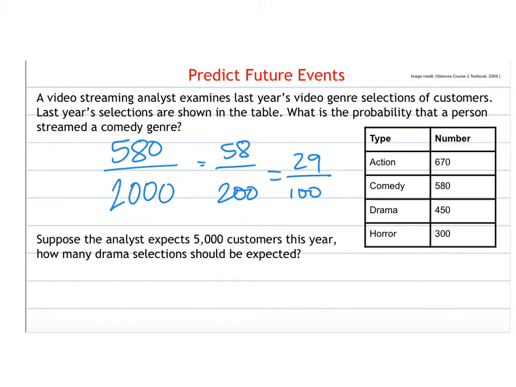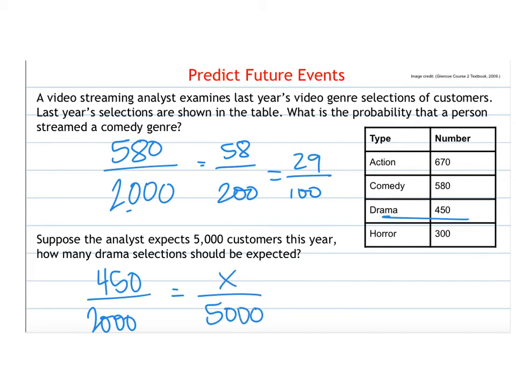Now, the next question says, suppose the analyst expects 5,000 customers this year. How many drama selections should be expected? Well, we had 450, we're looking at drama now, 450 out of the 2,000 we had up here. But now we want to know for out of 5,000 customers. Okay, and we're trying to figure out how many we would expect.